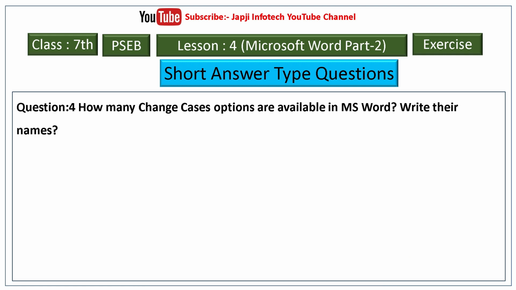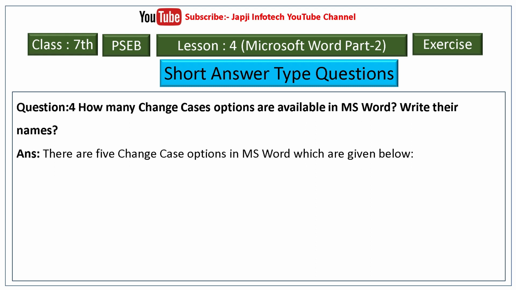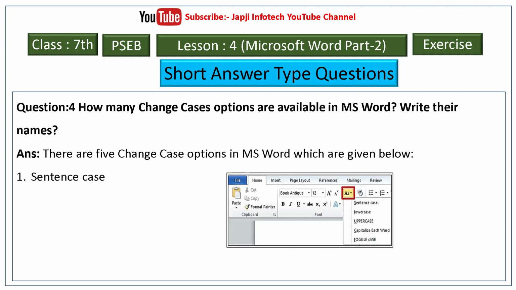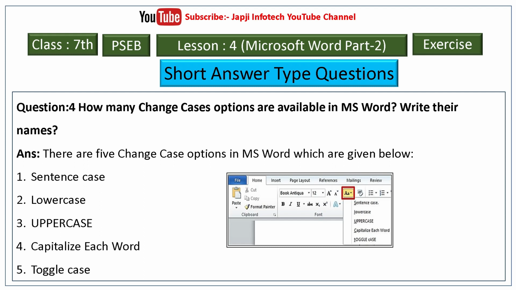And the fourth question is: how many change case options are available in MS Word? Write their names. So there are 5 change case options in MS Word, which are given below. The first one is sentence case, second one is lowercase, third one is uppercase, fourth one is capitalize each word, fifth one is toggle case.